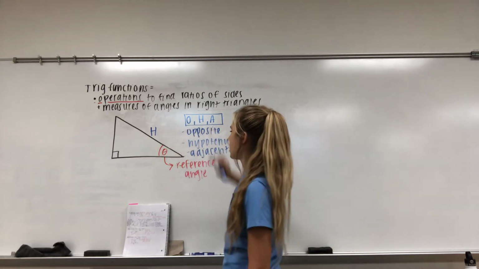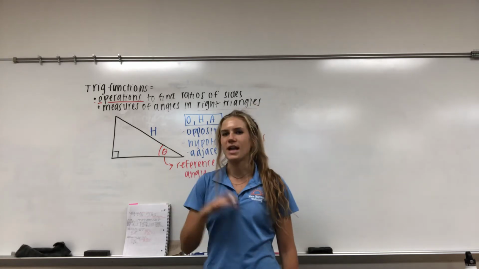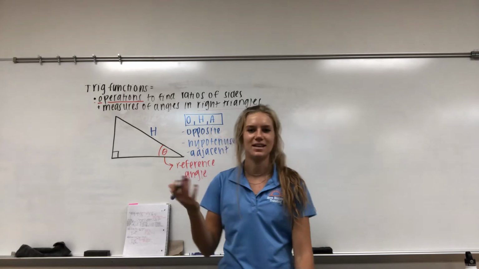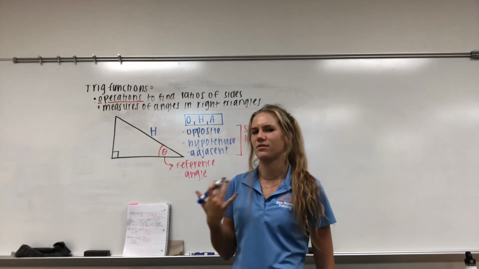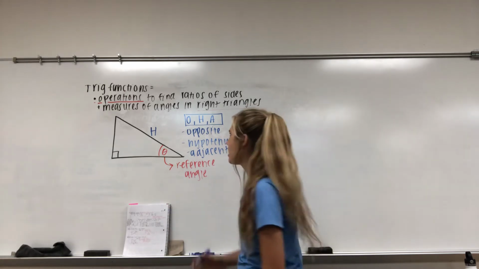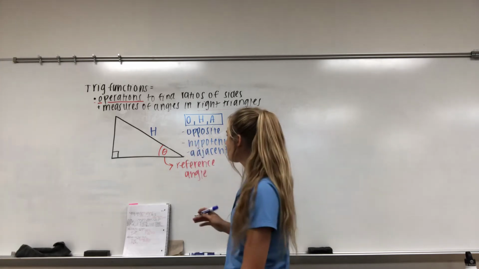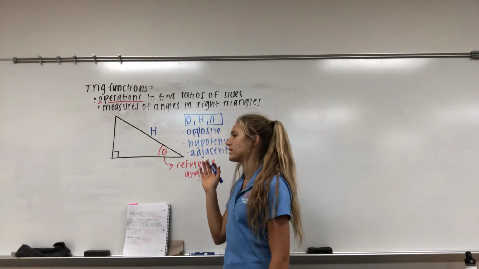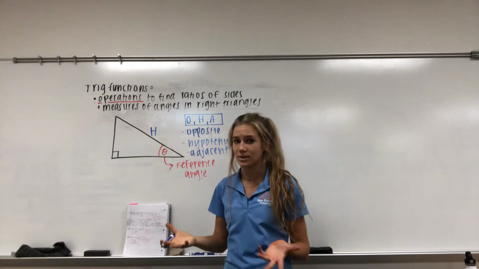Our opposite and our adjacent. And their names kind of give away their position, which is nice. It doesn't require much memorization if you just think about it logically. So we're going to look at our opposite side. Our opposite side, denoted by O, is going to be whatever side is opposite our angle.